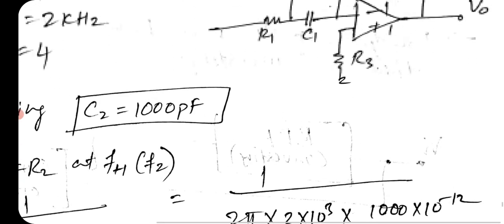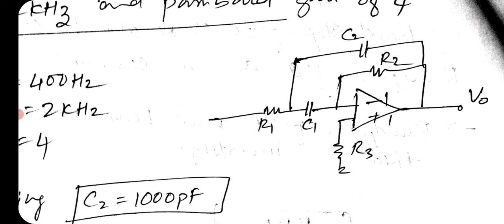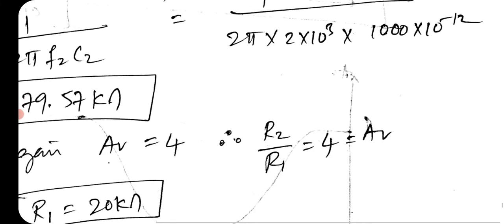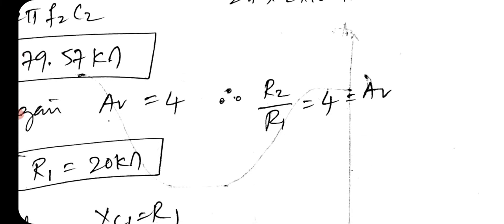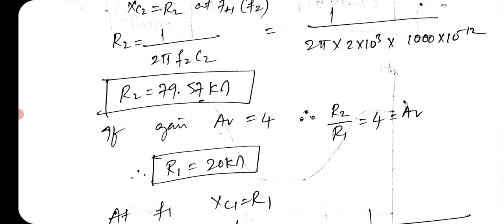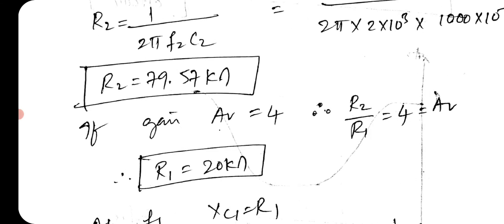And we know that the input for the circuit is applied where? To inverting terminal. Inverting terminal gain, how it is given? Feedback resistance by input resistance, isn't it? AV is equal to R2 by R1. AV is equal to R2 by R1, feedback resistance by input resistance, which is nothing but equal to 4. We have already calculated R2 equal to 80 kilo ohms, right? 79 nothing but 80 kilo ohms.